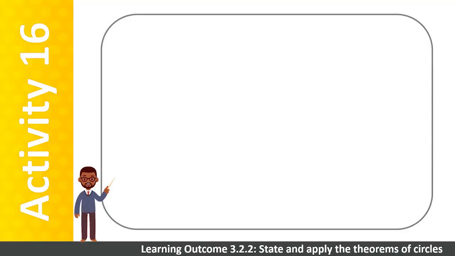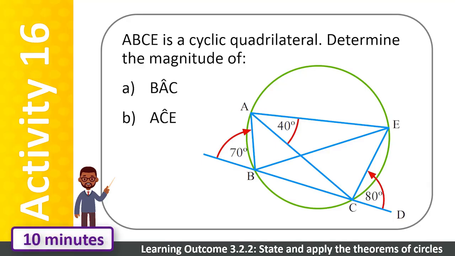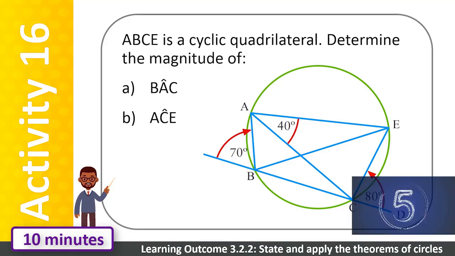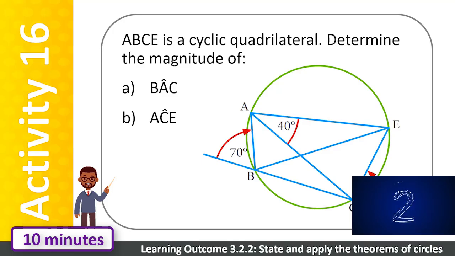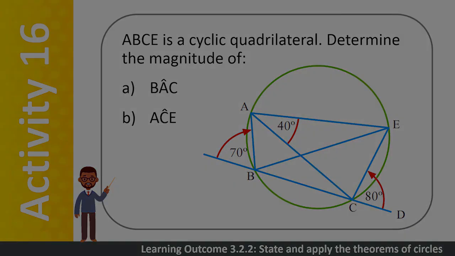Now try this activity on your own or in pairs. ABCE is a cyclic quadrilateral. Determine the magnitude of A, angle BAC, and B, angle ACE. Here is a video of a lecturer taking us through the solution.